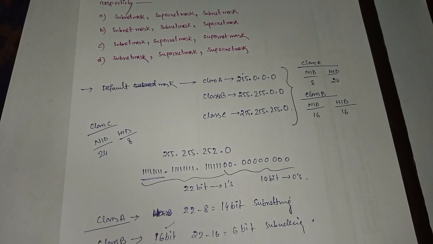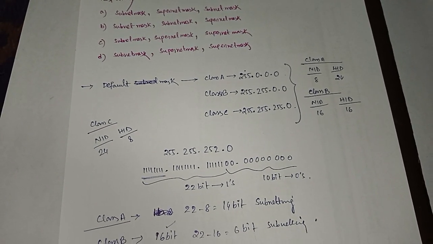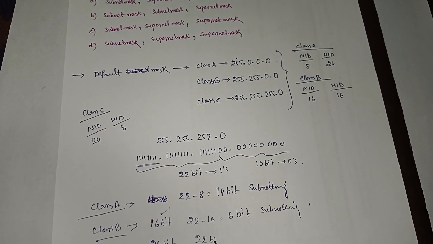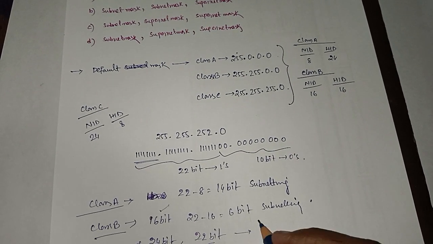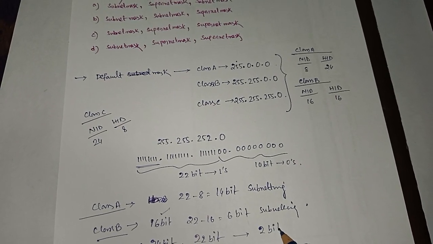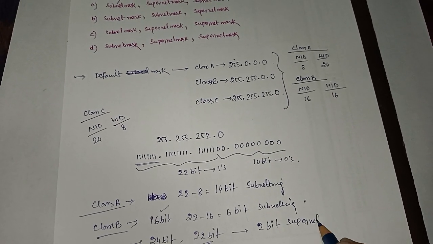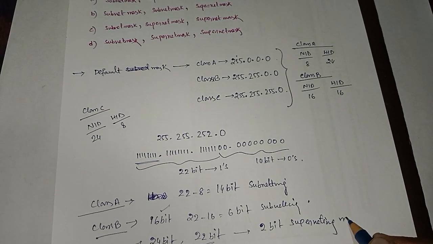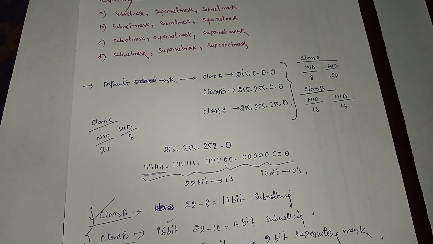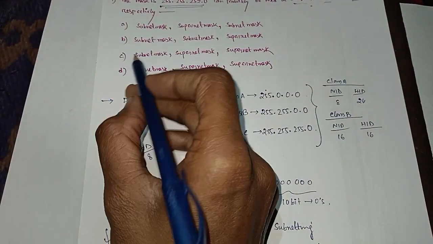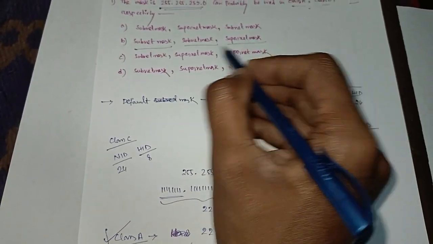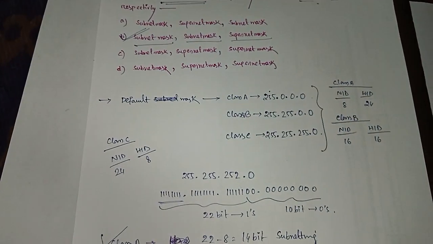And for class C, the default mask is 24 bits, but here we use 22 bits. So for that we have a supernetting mask of 2 bits, the supernetting mask. So for this question, class A is subnet, class B is subnet, and class C is supernet. In the given options, class A subnet, class B subnet, class C supernet, so the correct answer to this question is option B.